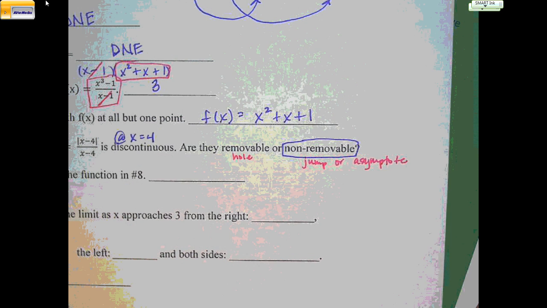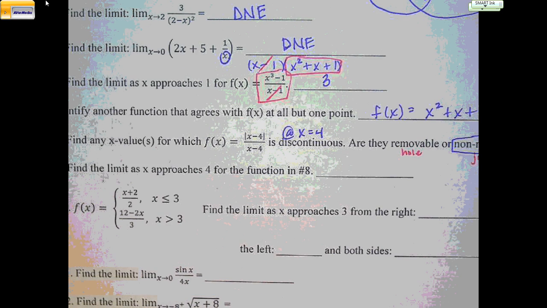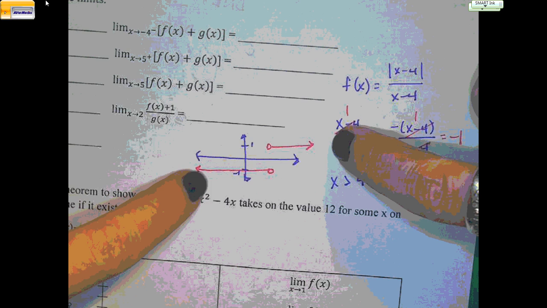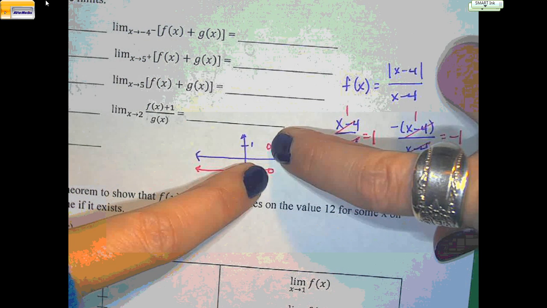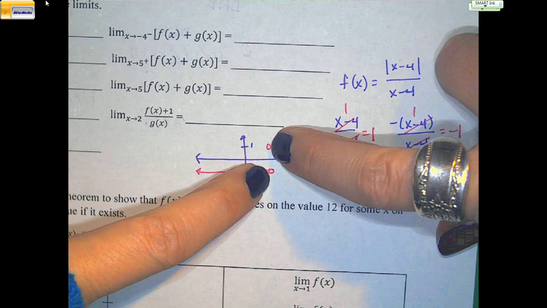Number 9 is also referring to number 8. It says find the limit as x approaches 4 for that function. We've got your graph. We're coming toward 4. What happens? It does not exist. Those are two different values. So we say D and E.